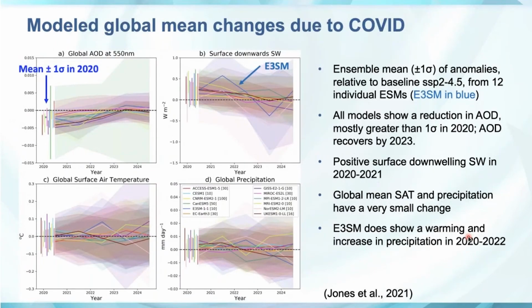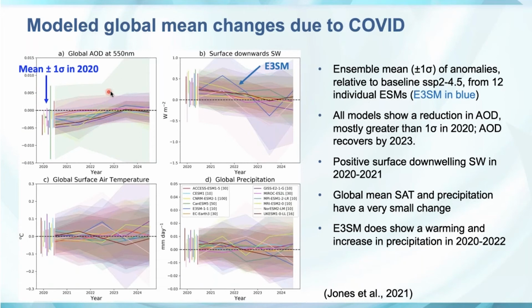So this is one of the key results out of the paper just published in GRL, Jones et al. It is the summary of the initial analysis of the COVID MIP simulations. What's shown here are 4 panels.